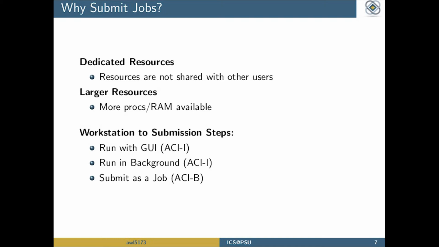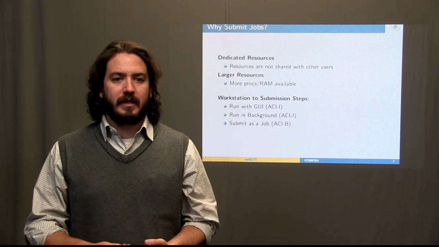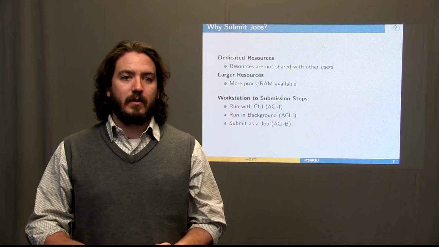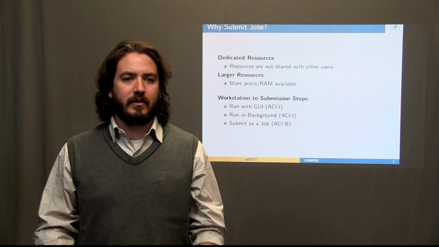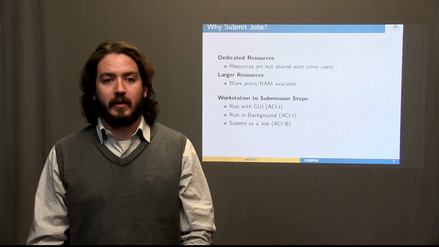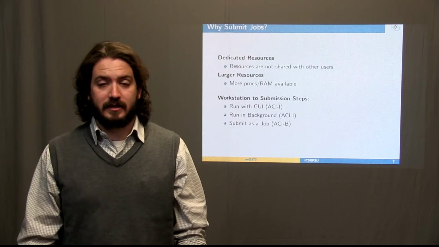And so we're going to learn how to submit jobs today with 3 different steps. The first step is going to be to run something in a GUI. We're going to do this on ACI-I. The second step is going to be to run in a background mode, so this is a batch mode. Again, we're going to do this on ACI-I. Then we're going to submit that same thing as a job on ACI-B. So we're going to do the exact same thing in 3 different ways, with the hopes that you'll be able to understand how you take whatever you're working on your desktop, on your personal machine, probably with a GUI, and eventually be able to submit that as a job on ACI-B.